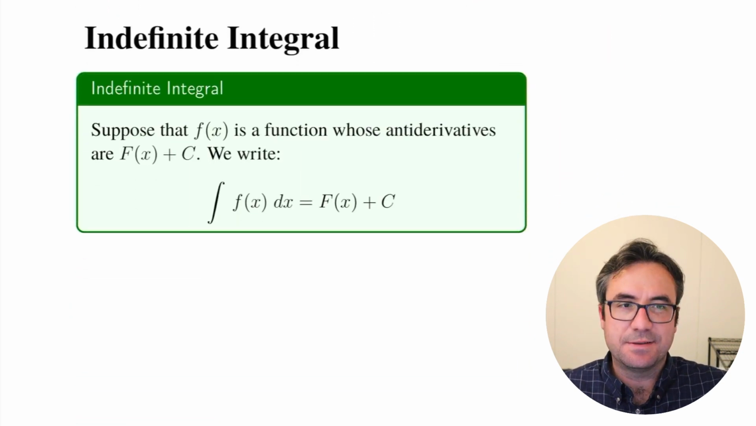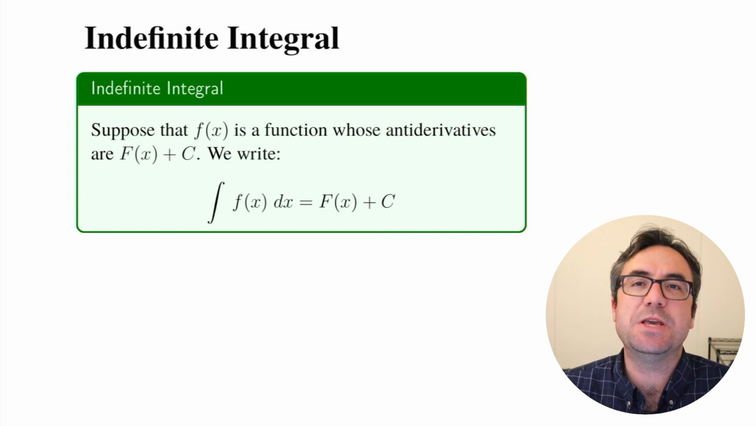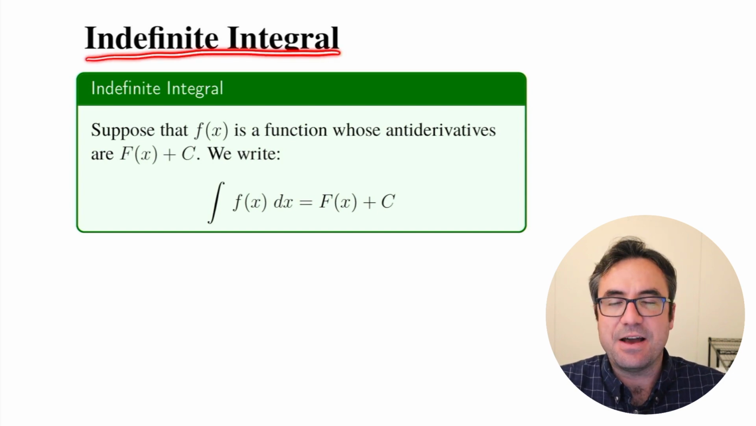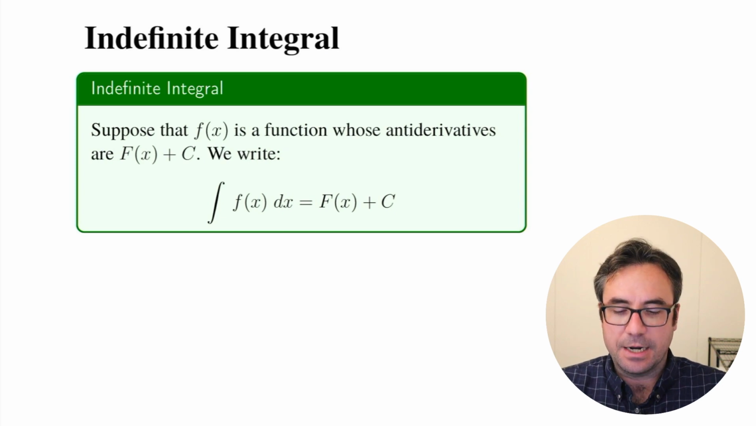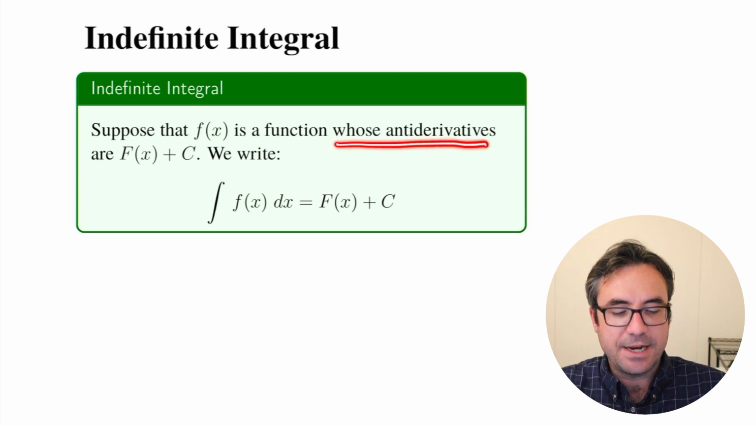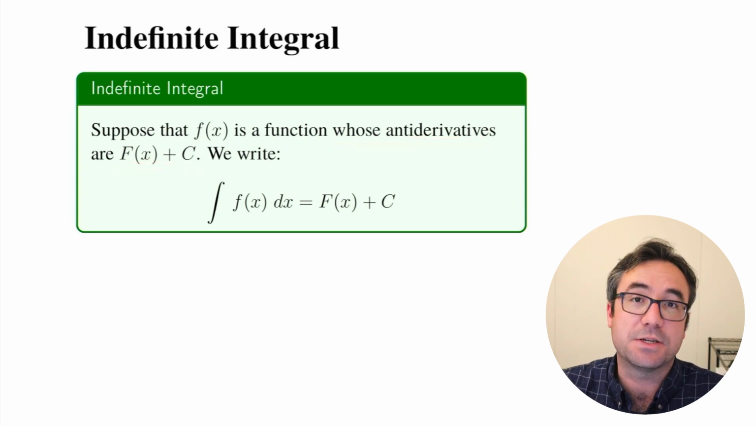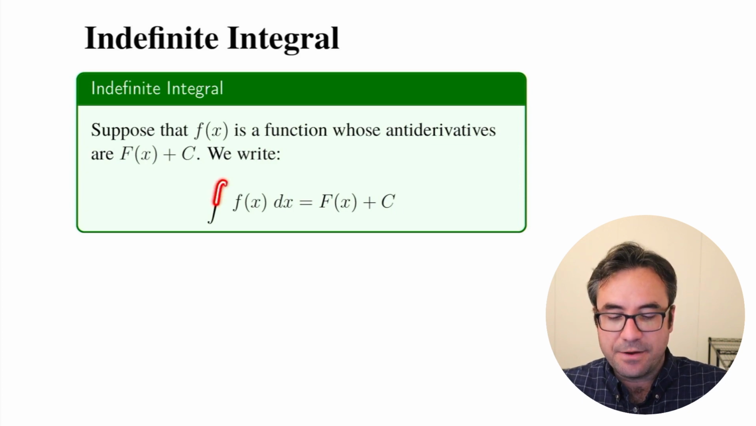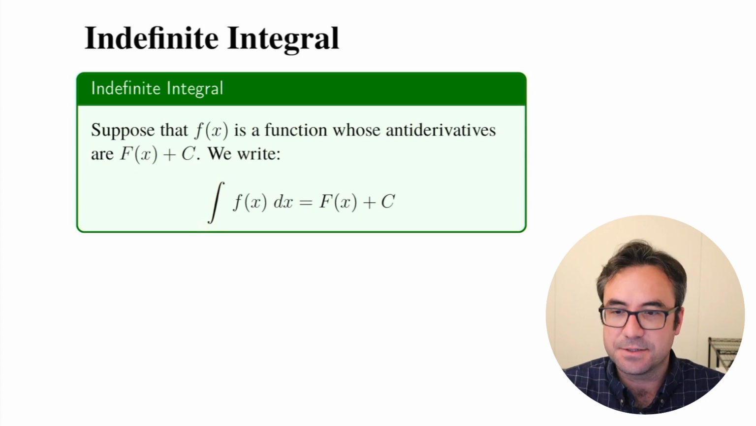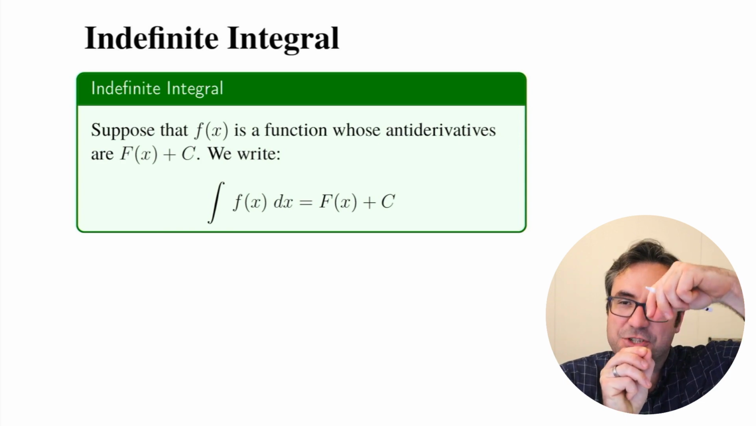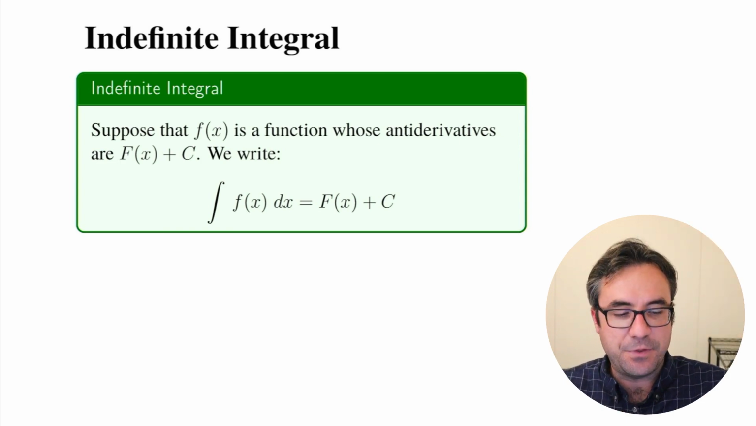All right, so let's start getting into our notation a little bit. Generally, the notation we use when we talk about antiderivatives is called indefinite integrals. Let's suppose that little f of x is a function whose antiderivatives are capital F of x plus c. The way we're going to write this is with an elongated s, a really fancy s that we put in front and stretch out. We call that the integral sign.